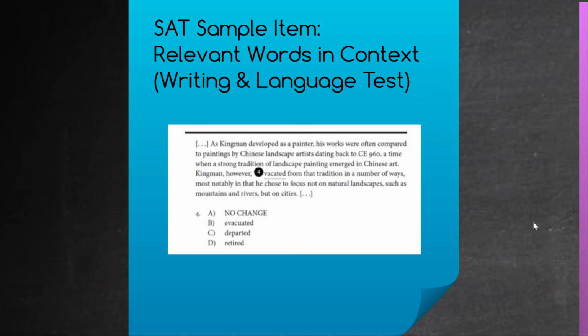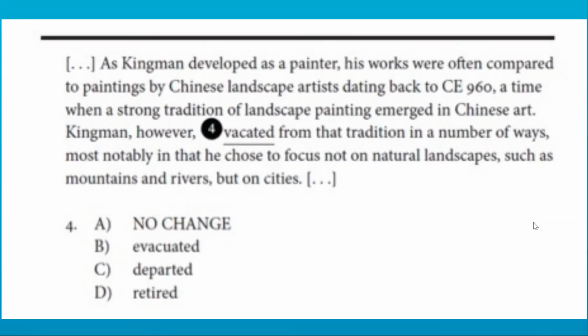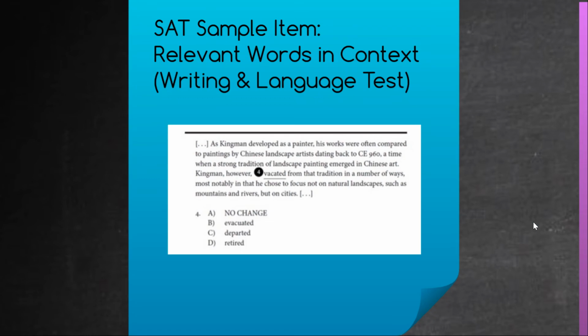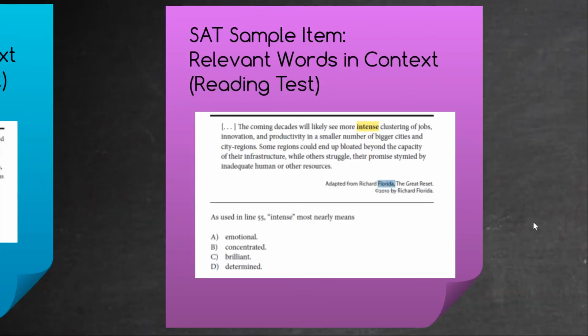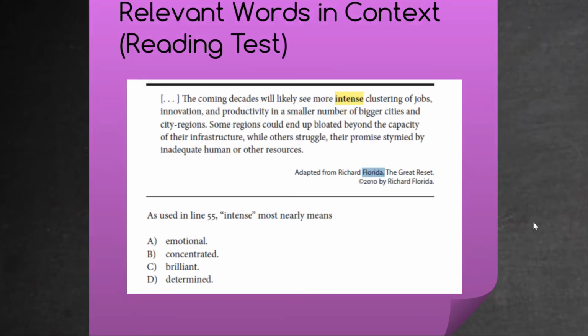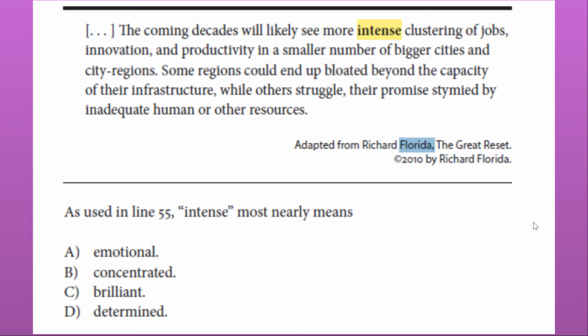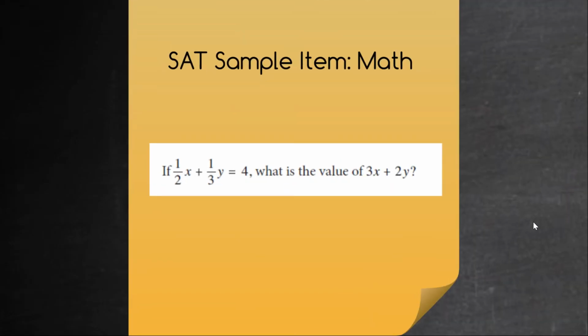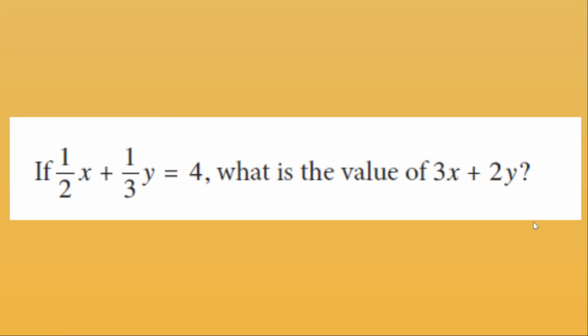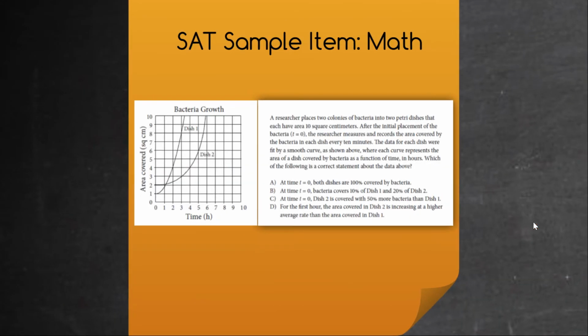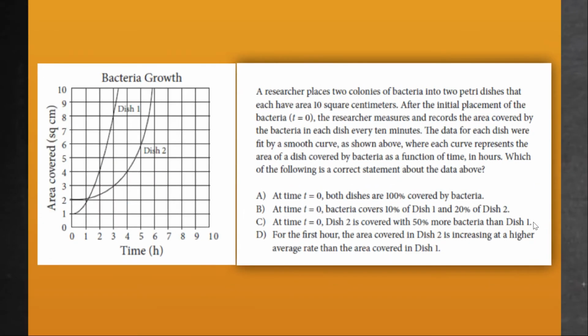Relevant words in context, writing and language tests. Here's an example of how words can be put into different sentences to have different meaning. Relevant words in context, another example of a word being put in a different context and showing that the meaning of a word can change based on the context. Math sample, again, you don't have to be a math expert to solve these problems, and this is just a presentation of these types of problems. You're not necessarily trying to solve them on the spot on the first day of class.